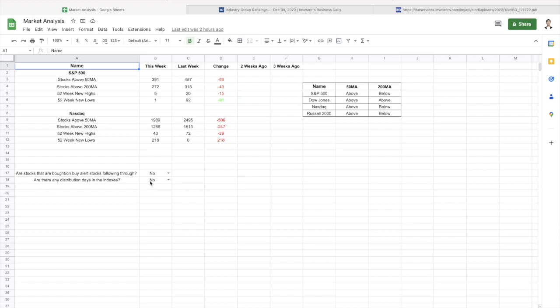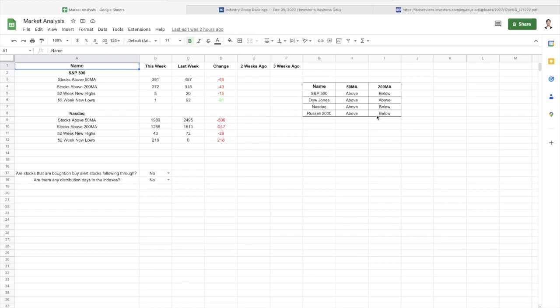So over here, I put a no. And just to recap, over here we have the S&P 500. The S&P 500 is above the 50-day moving average but below the 200-day moving average. For the Dow Jones, it's above the 50-day moving average and the 200-day moving average. The Nasdaq is above the 50 but below the 200. And for the Russell 2000, which tracks the smaller cap stocks, it is above the 50-day moving average but below the 200-day moving average. So that's a broad overview of the overall market conditions.